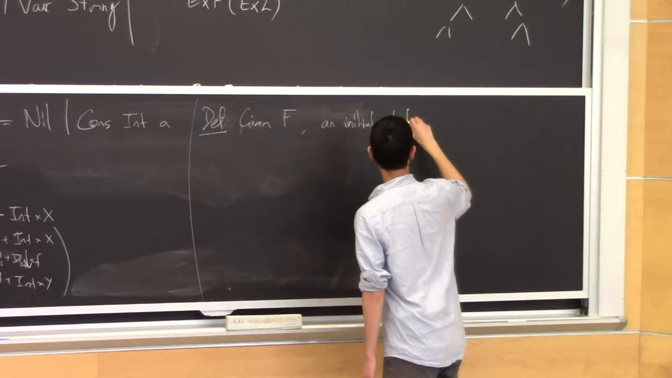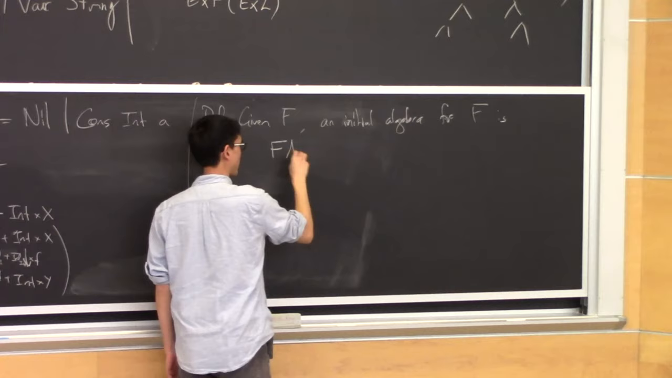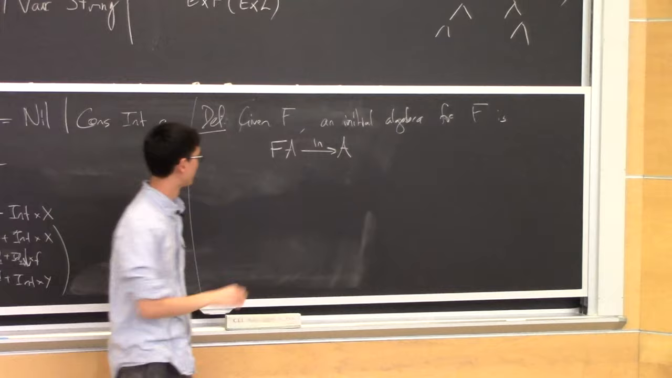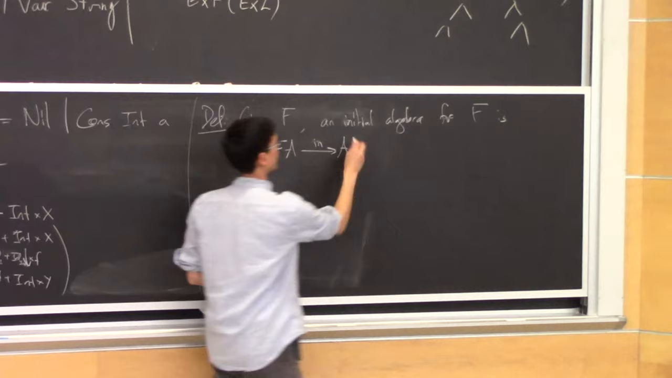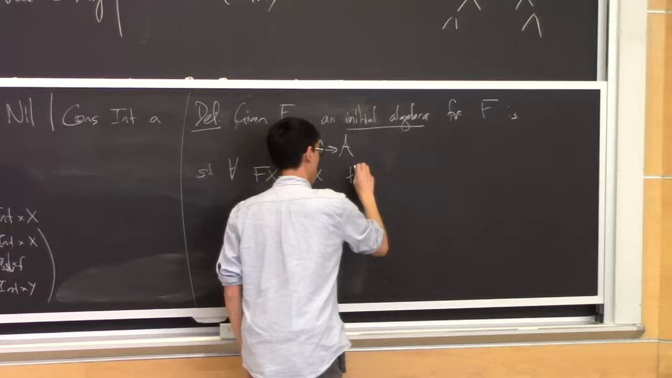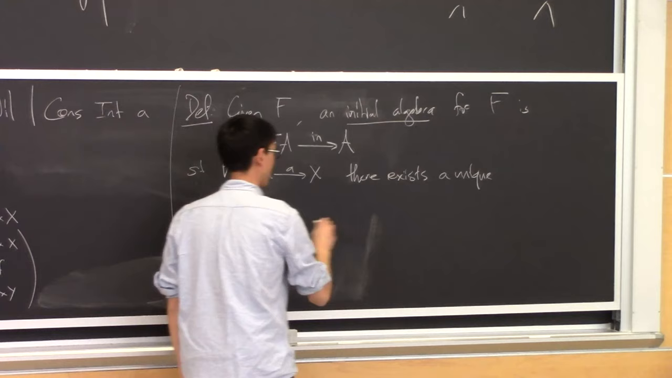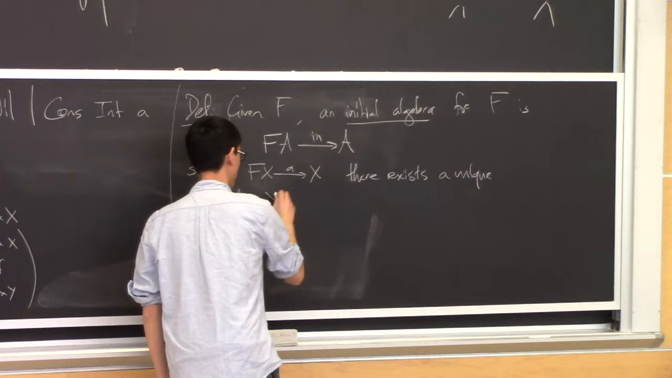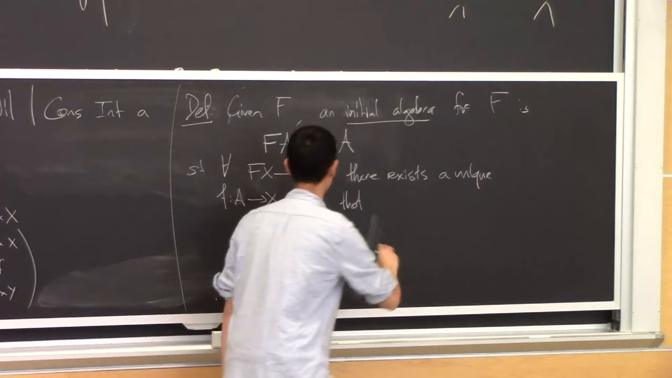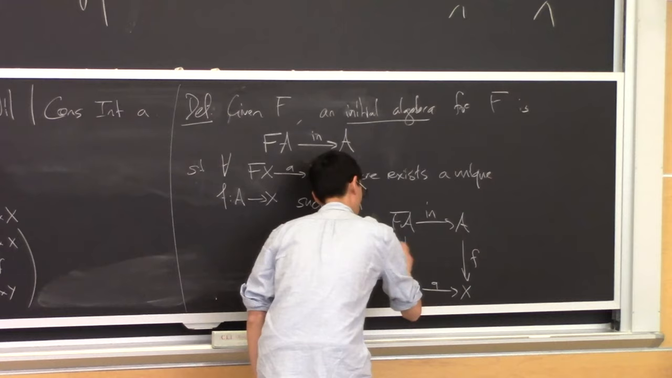for f is an algebra, so it's some functor, some map. I'm going to call the carrier A, because that's the first letter of the alphabet, and I'm going to call the structure map in, for initial, but also for in. So given f, an initial algebra for f is an algebra such that for all other algebras X, there exists a unique F algebra morphism from A to X such that it's actually an F algebra morphism. So here's our initial algebra, here's my other algebra, here's F, and being a morphism means this commutes.